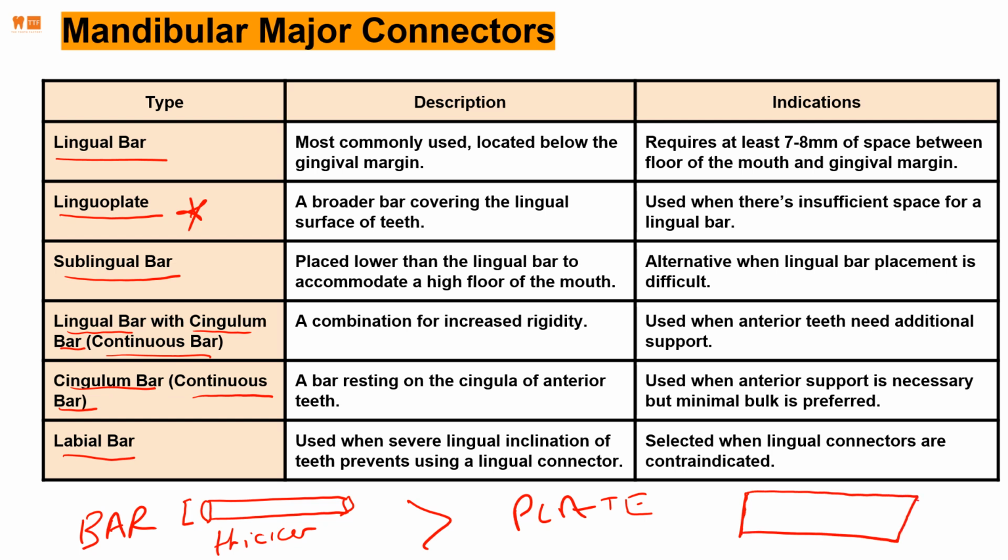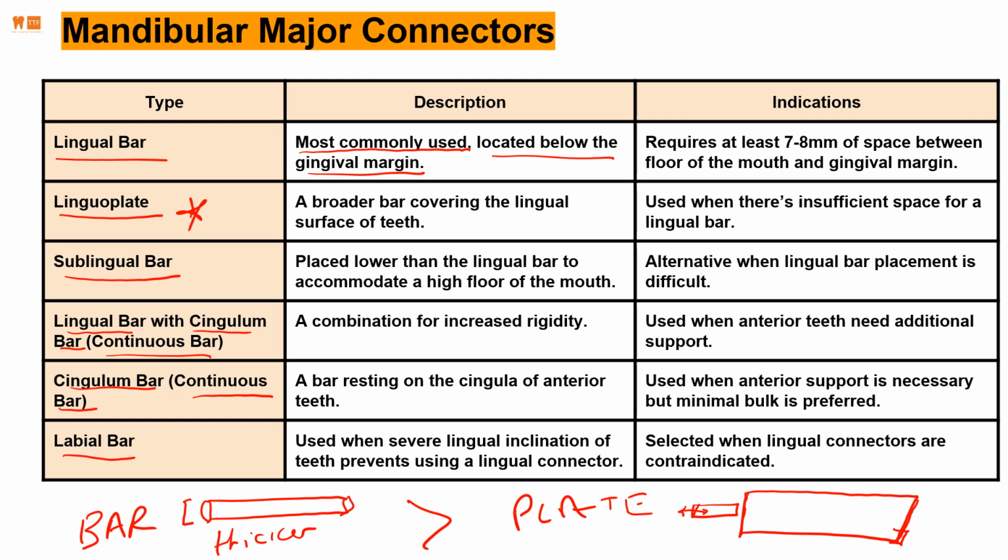Thick, but not as thick, right? Not as thick as a bar. And that's a plate. Therefore, this thickness, if I were to draw this vertically, it would be this thickness, right? That is less. So let's talk about one at a time. Lingual bar. Lingual bar is the most commonly used in the mandible. It's located below the gingival margin. And we'll take a look at the diagram, so don't worry. The description says it's located below the gingival margin.